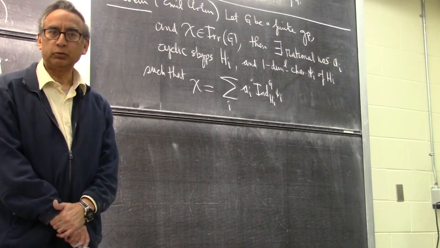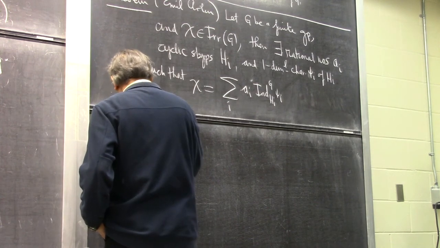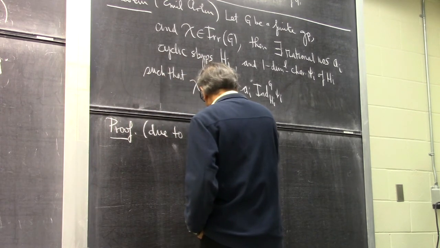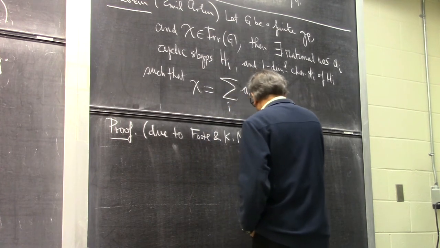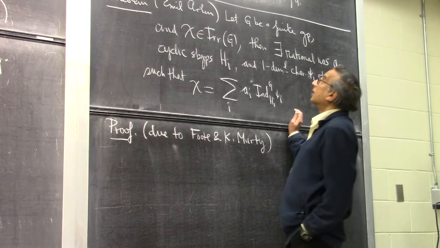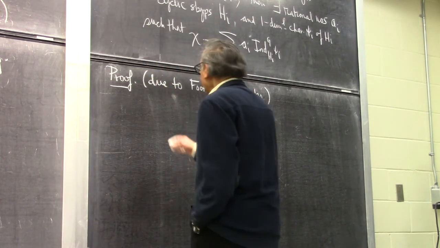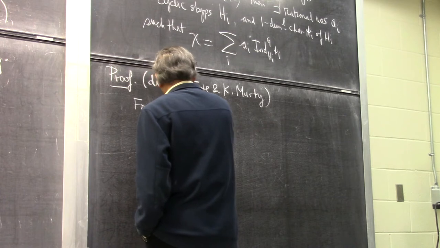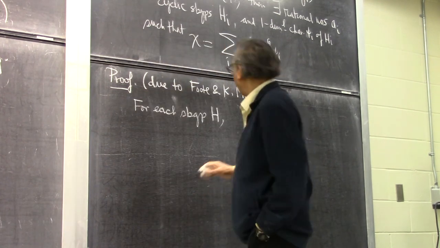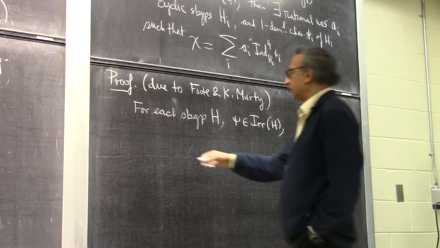So I want to give a linear algebra proof of this fact. Now this proof is actually not mine, it's due to Foote and Kumar. Basically, I got the idea there. I've simplified it a little bit, and I think I've cleaned up their notation a little bit. And the idea is very simple. For each subgroup H, and each character psi, we take the induction.